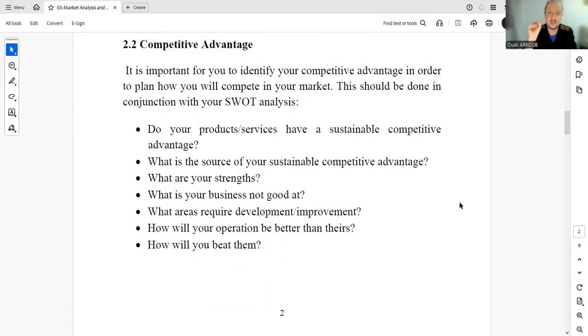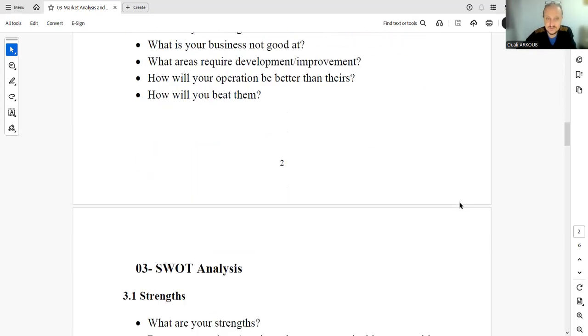If you have this sustainable competitive advantage, what are your strengths? What is your business not good at? What areas require development or improvement in your business? How will your operation be better than your competitors'? How will you beat your competitors? How could you beat them in your business?